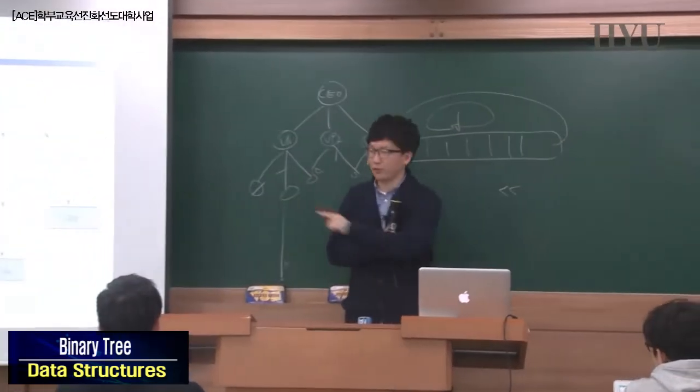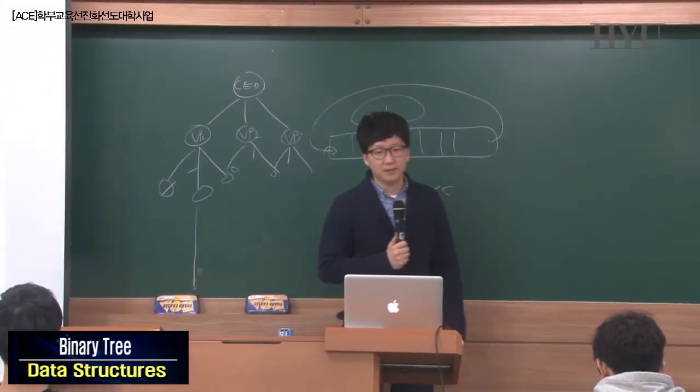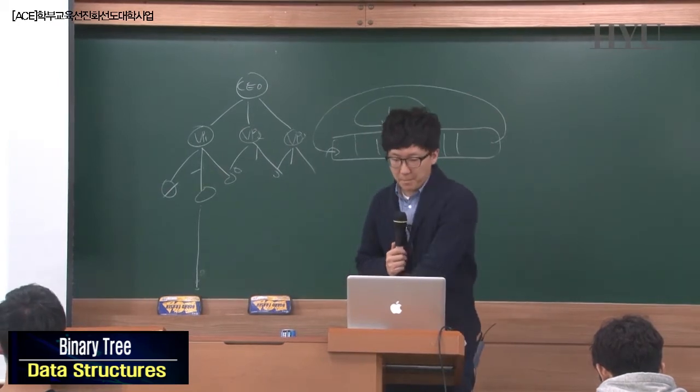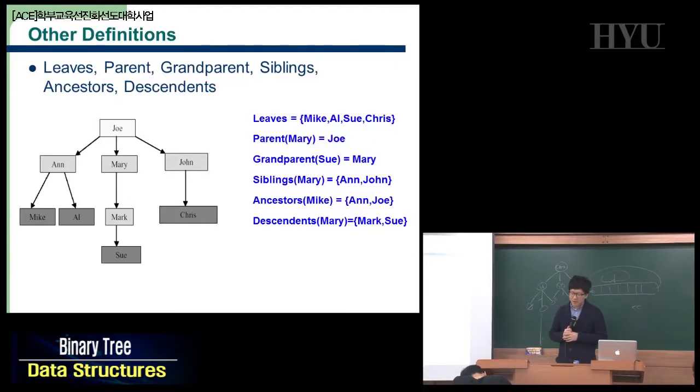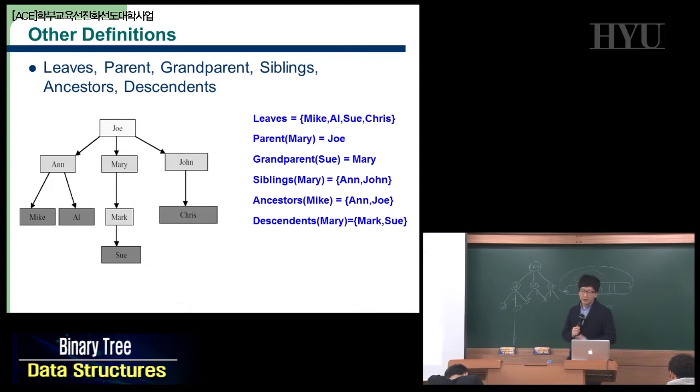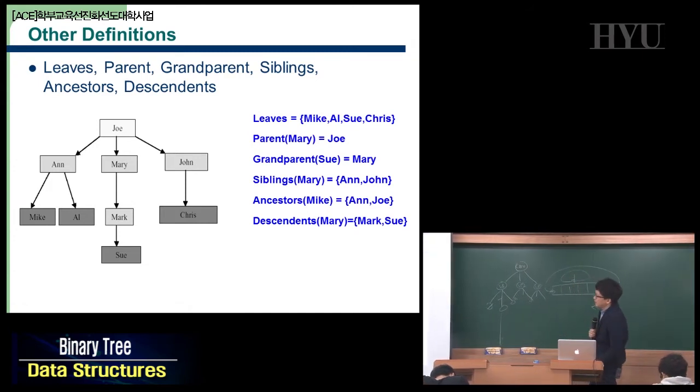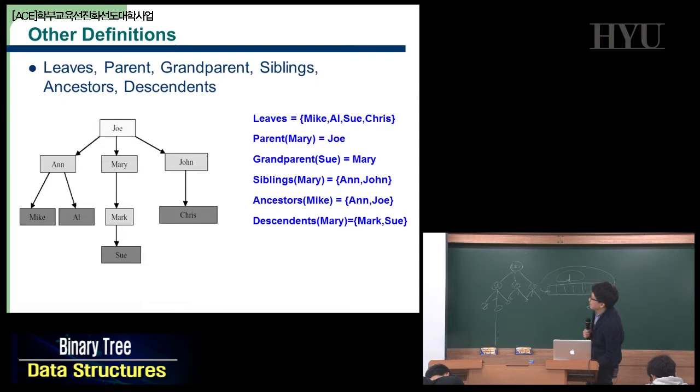If you flip this up, tree. We're still discussing the same stuff. Other definitions: leaves, parents, grandparents, siblings, ancestors, descendants, it's all the same. We all know what it is. In this example, leaves are Mike, Al, Sue, Chris. Do I ever ask you such questions in the exam? No. If I start asking you these types of questions, you can kill me.